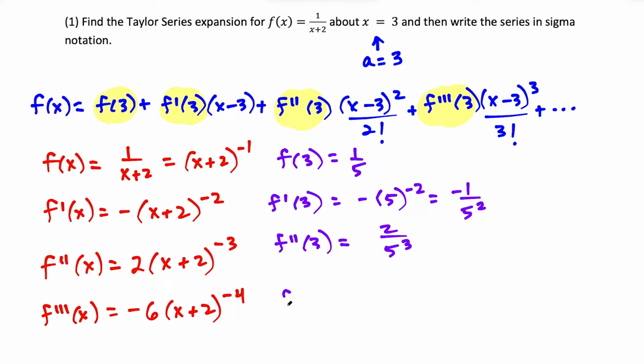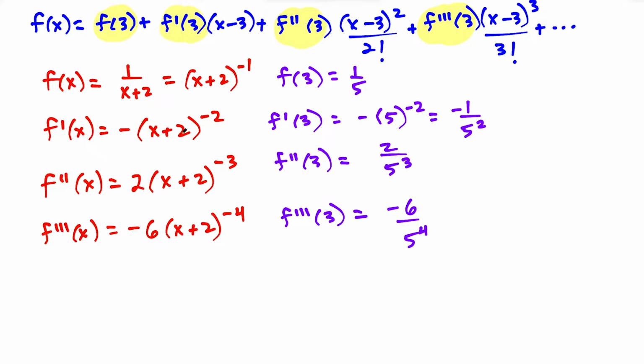For the next one, we're going to have f triple prime of 3 is equal to negative 6, and then we're multiplying by 5 to the negative 4, and that's going to give us 5 to the fourth power down in this denominator here. So now for the next stage of the problem, we just plug in. So f of x is equal to 1 over x plus 2, and now this is equal to f of 3, which is 1/5, and then next plus f prime of 3, which is equal to minus 1 over 5 squared.